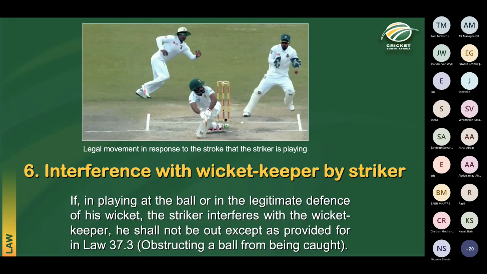If in playing at the ball or in the legitimate defense of his or her wicket, the striker interferes with the wicketkeeper, he shall not be out except obstructing the field from being caught. Okay, we'll deal with that in Law 37 on Wednesday when we are going through the modes of dismissal.